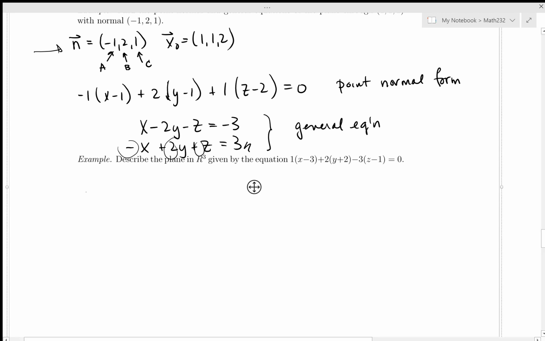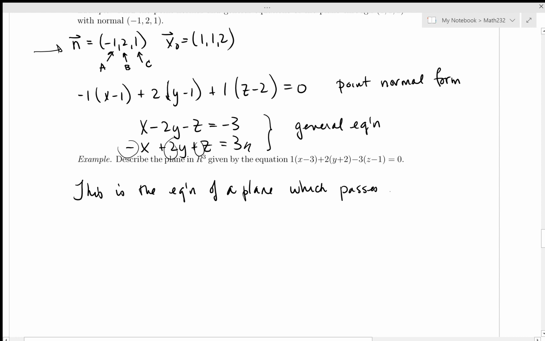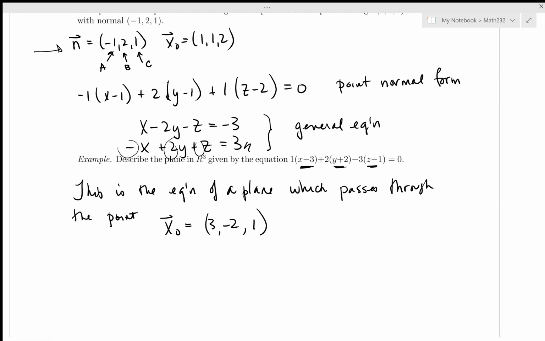So okay, I'm going to start writing. This is the equation of a plane which passes through the point x naught equal to (3, minus 2, 1). Okay, I'm looking here, here, and here. Now, this point is for sure on that plane, because look, when I put that number in, 3, minus 2, 1 into there, I get 0 equals 0. So that point is certainly on that plane.